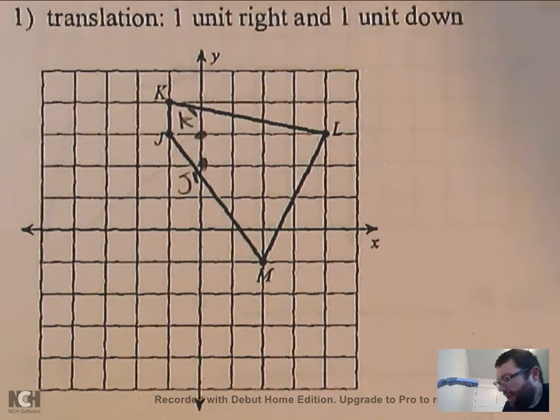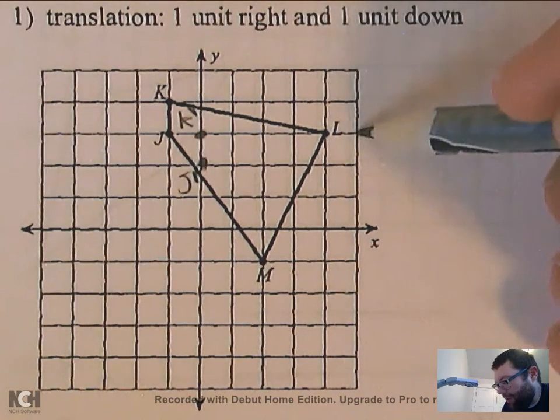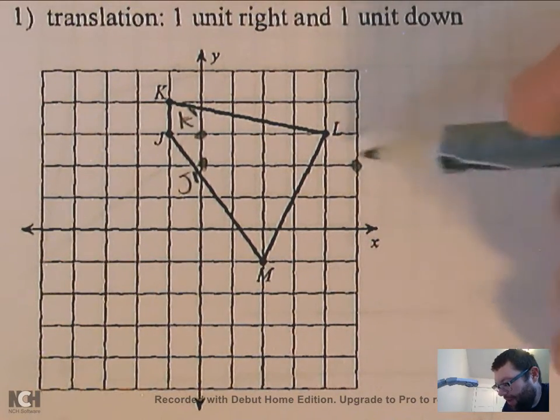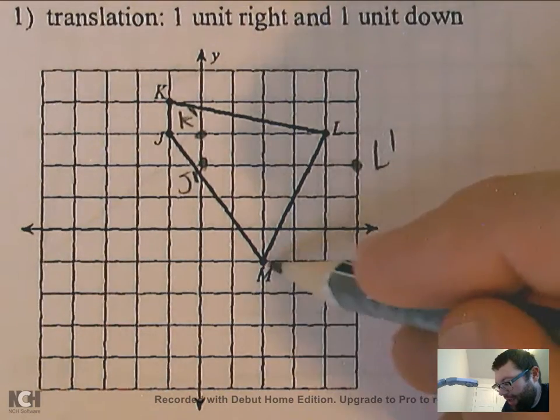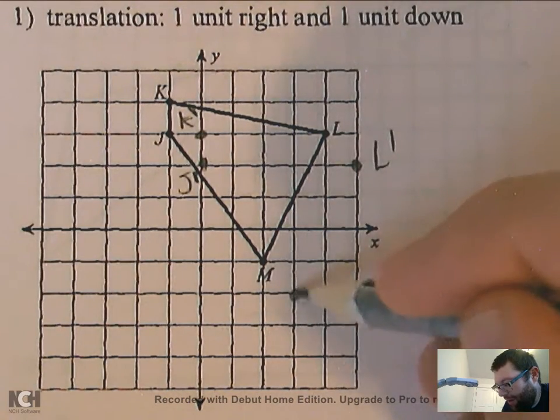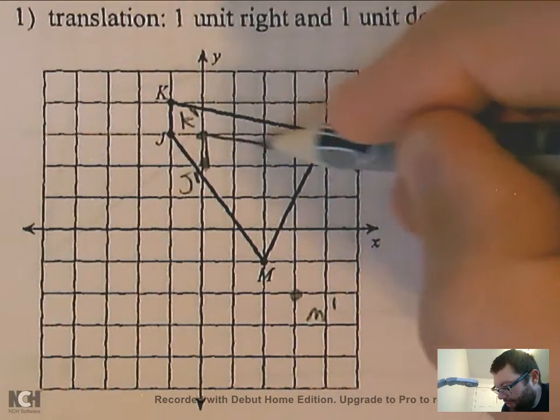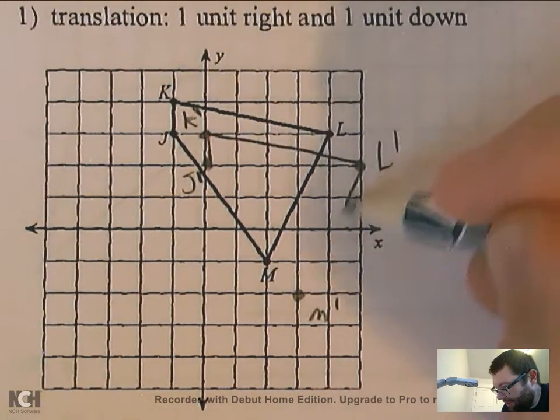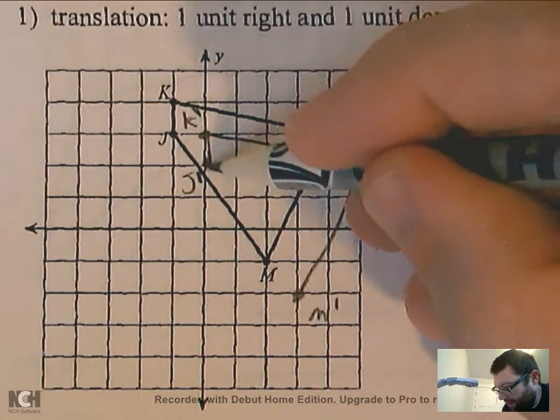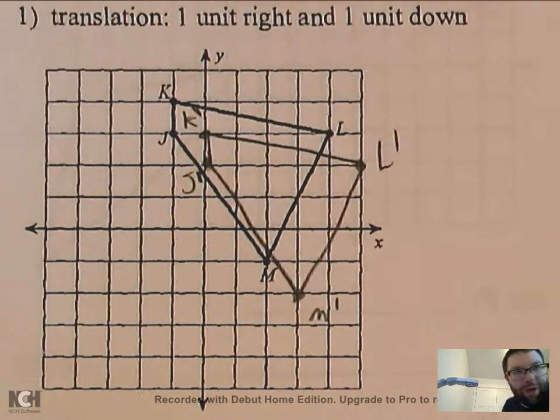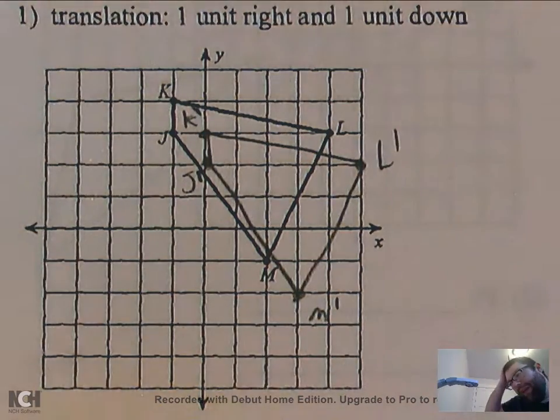Okay, and then the next one, L, we go 1 right, 1 down. There's L prime. And then M, 1 right, 1 down. There's M prime. And that is my new translated shape that has been moved 1 to the right and 1 down. Now, that's not all I have to do.